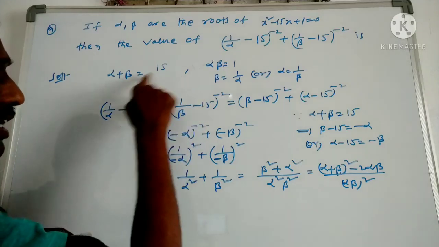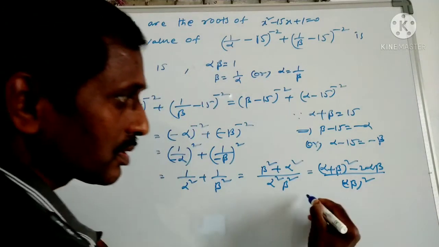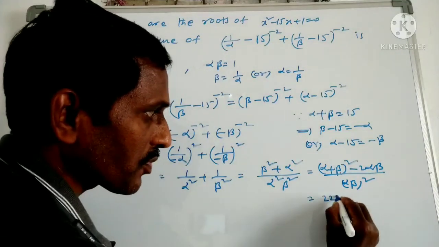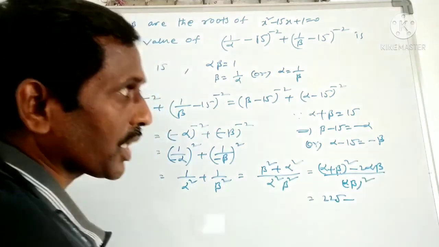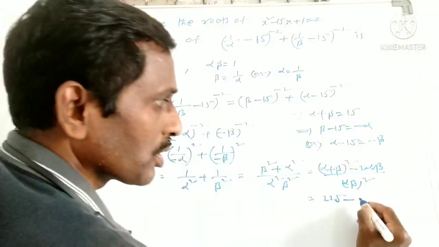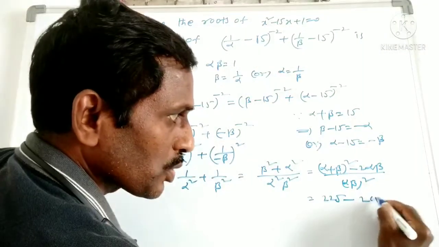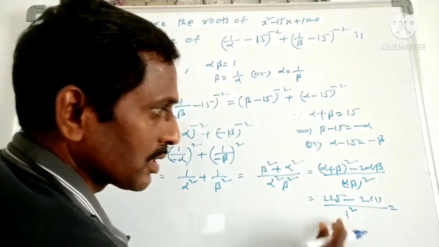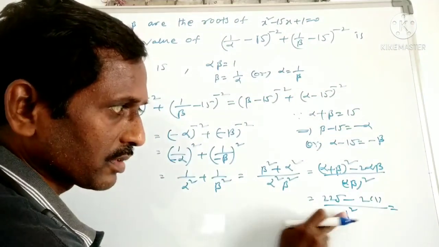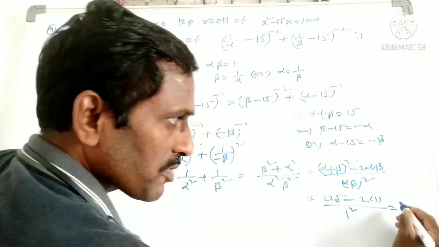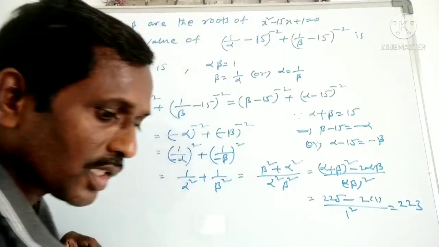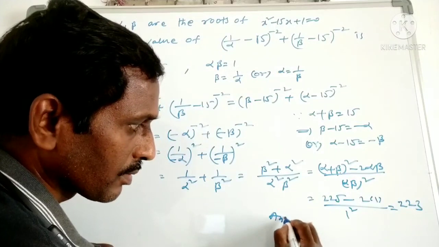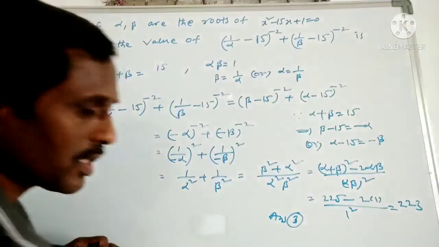Now substitute the values of the sum and product in this. This equals the sum squared, 15 squared is 225, minus 2 times the product, what is it, 1. So 2 into 1 is 2 only. The denominator is the square of 1, so 1 divides, no need to write. 2 into 1 is 2. 225 minus 2 is 223. What is the option number? So the third option is the answer. Third option, it is the answer for the problem.